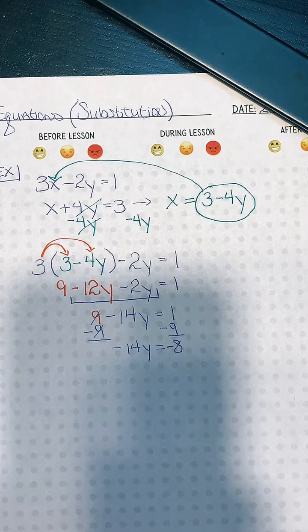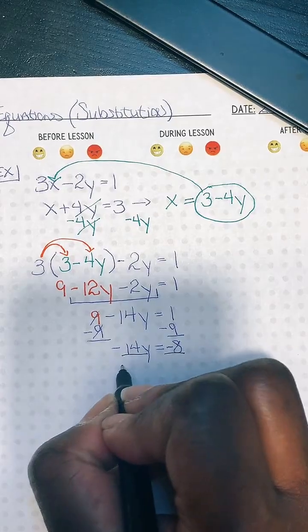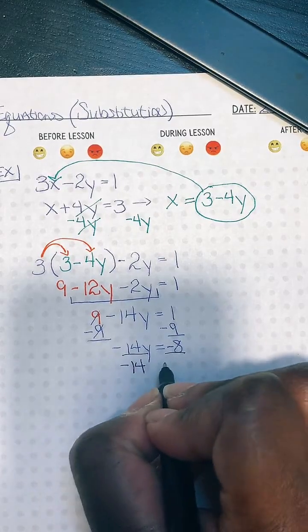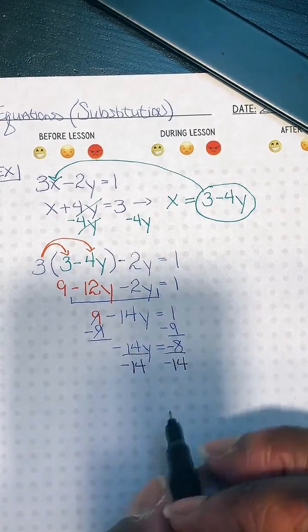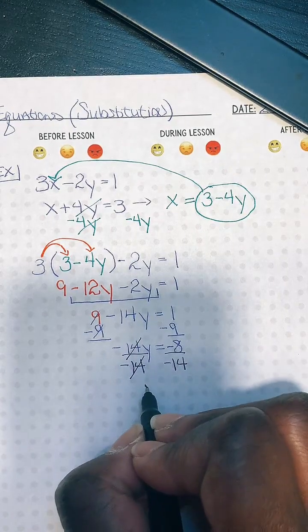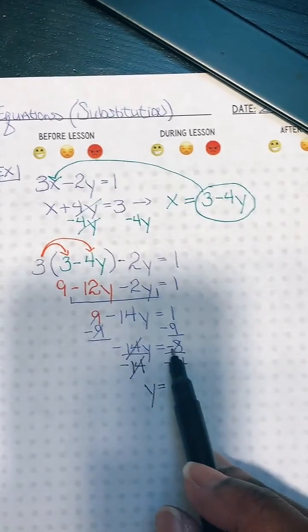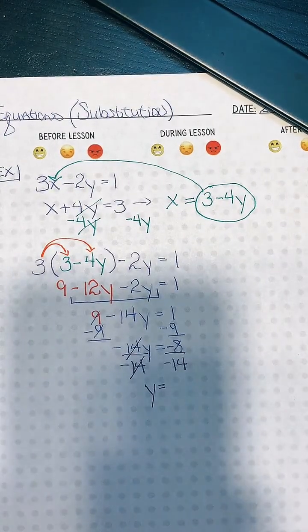Good. So now divide both sides by negative 14. The 14s will cancel out, gives me 1y, or just y. And negative divided by negative will give me what?